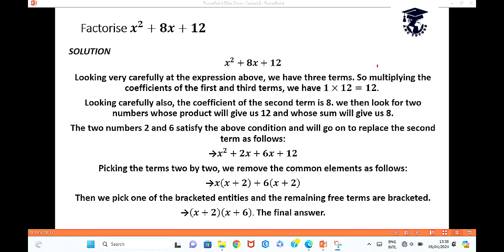Do you understand? So please always have this in mind. And you can also use this method even if the coefficient of the first term is not 1. It could be 2, it could be 12, it could be anything. Just make sure you multiply the coefficient of the first term and the third term and just continue.